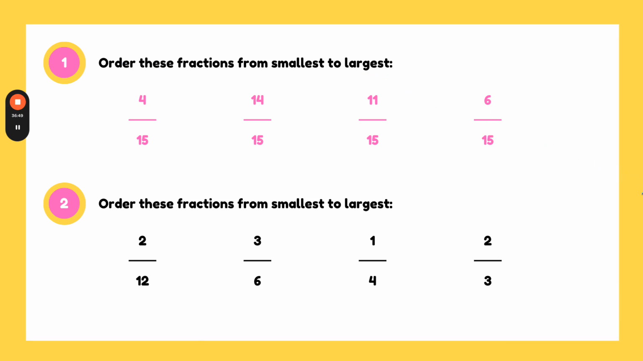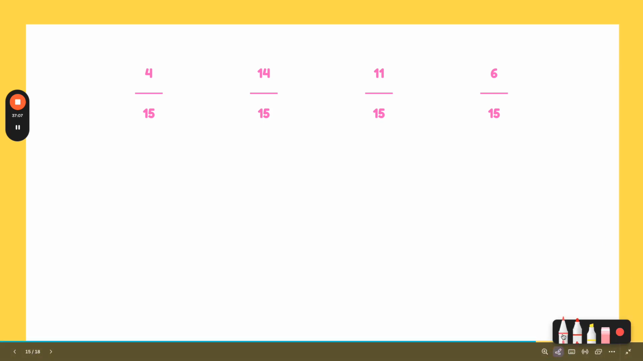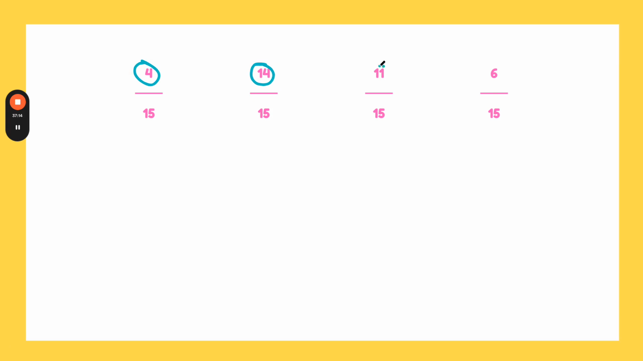So here are our fractions. Now, what do you notice about all these fractions? They all have the same denominator, and our denominator is 15. So what we do is have a look at each of our numerators and order them in ascending order, i.e. from smallest to largest. And then that would be how we would order these fractions from smallest to largest.